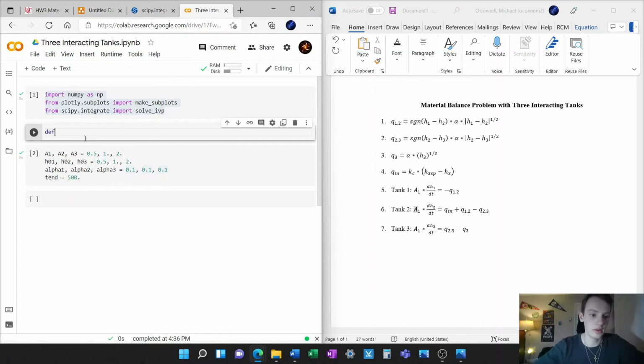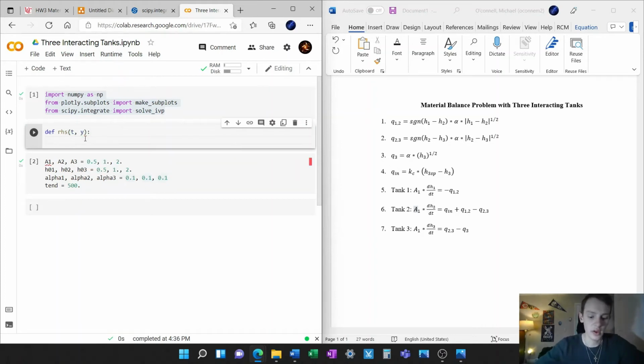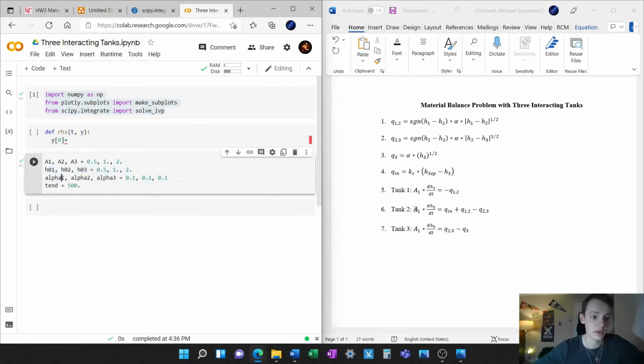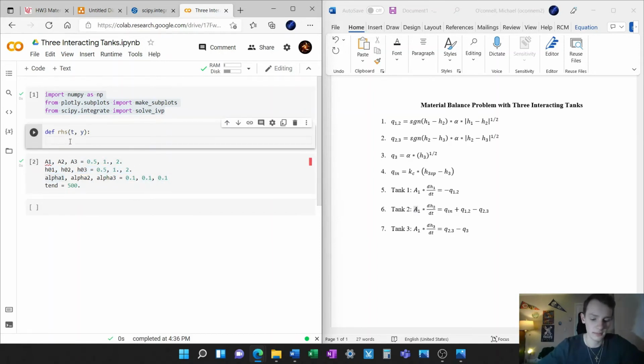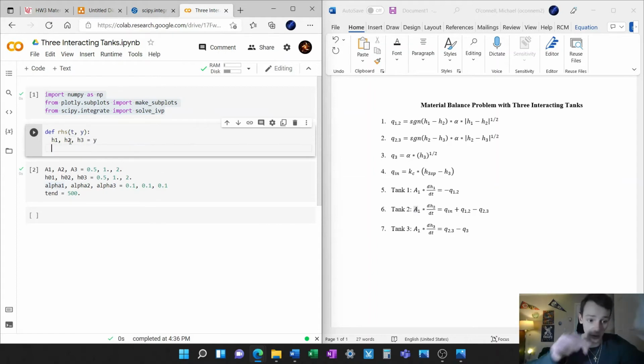So what is that going to be? Well, we will call this our right-hand side, right? And we have t and y. We'll just use those. But we need to unpack y because we have multiple things inside of it. If we just had 1, I could just specify it as the first value that we put in. But we don't want to do that because we have 3, right? We have 3 of these initial heights that are going to be coming in. So we'll just do h1, h2, h3, and we're unpacking y. Perfect. So that's a good start.